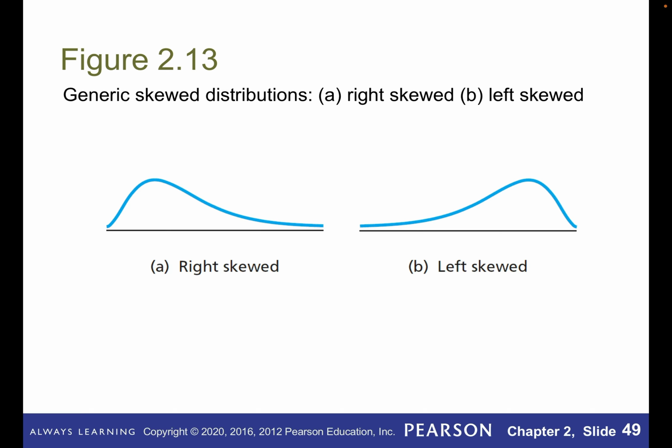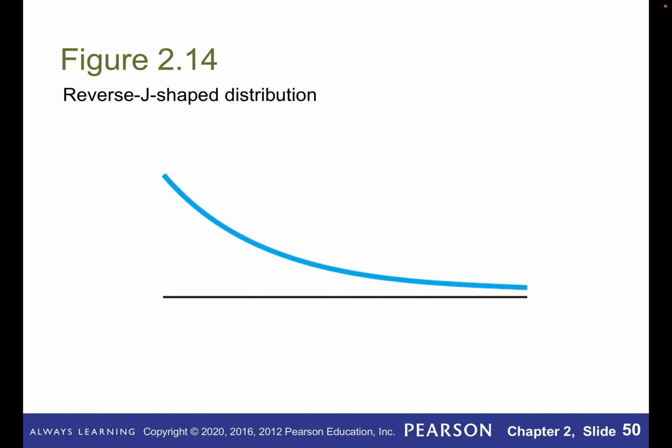So to remember which one is which, just look at the side where the tail is stretched out more, and that indicates the side of the skew. So with part A, you can see that the tail is on the right side, and then with part B, it's on the left. Figure 2.14 is what we call a reverse J-shaped distribution. We probably won't have much opportunity to work with this, except if we ever look at the exponential distribution, which I don't think we do in this class.